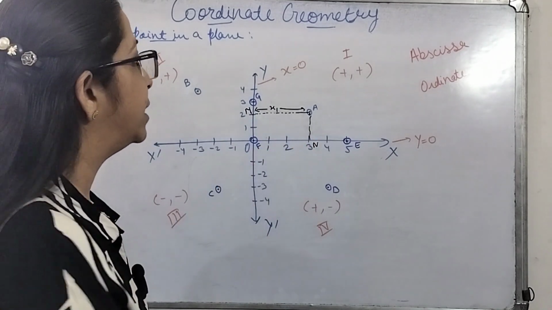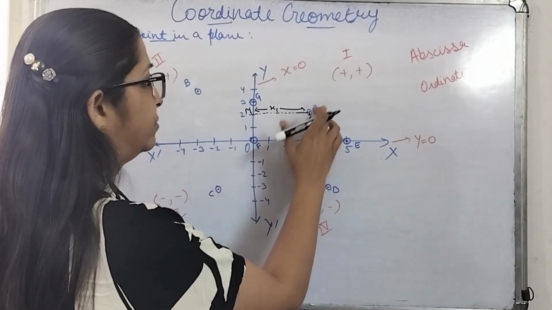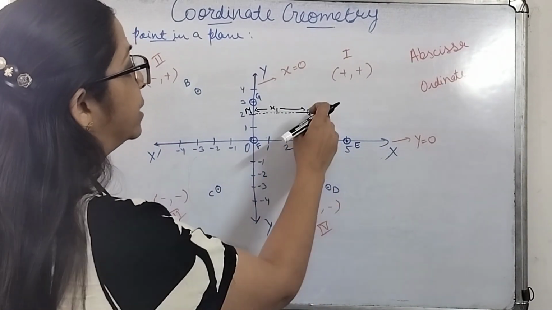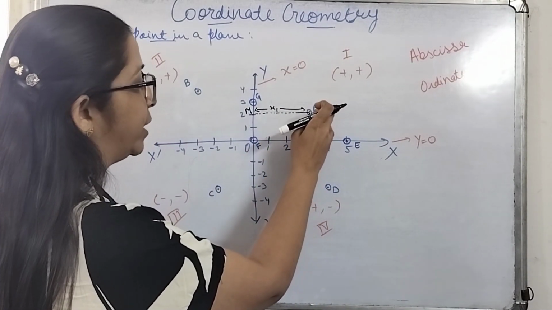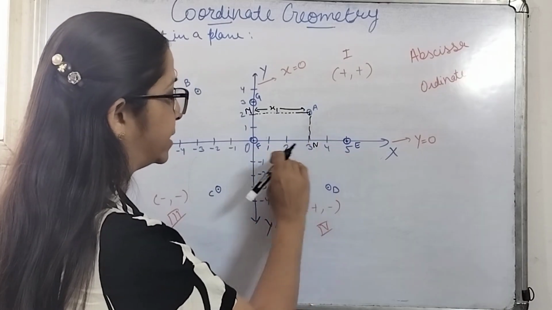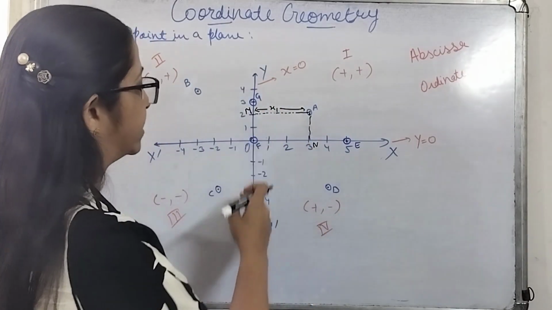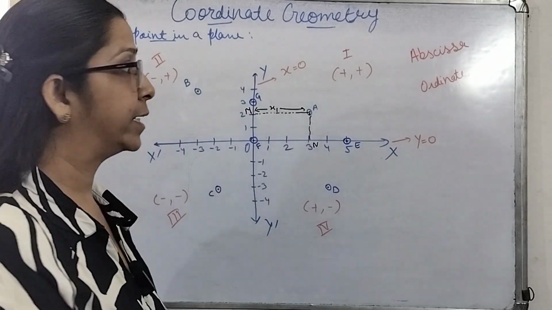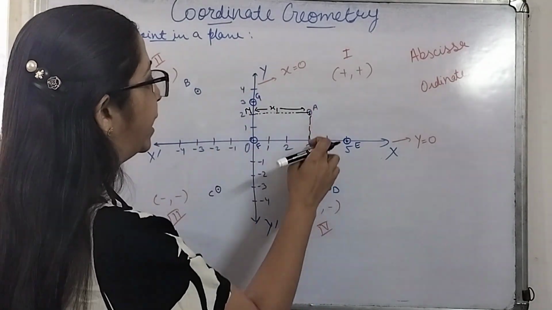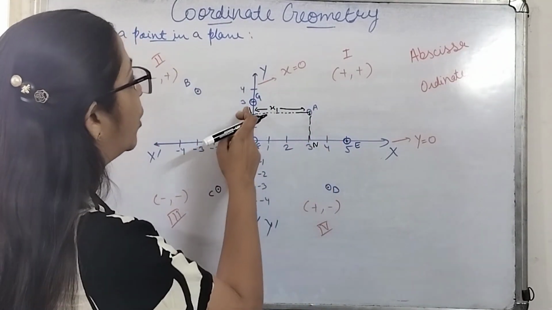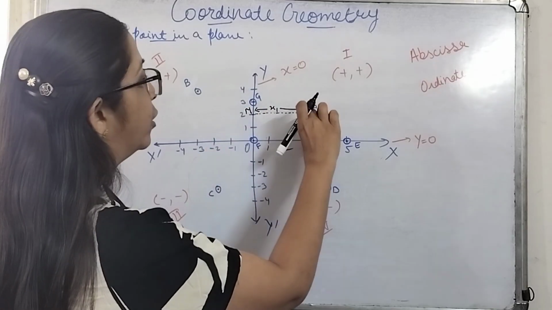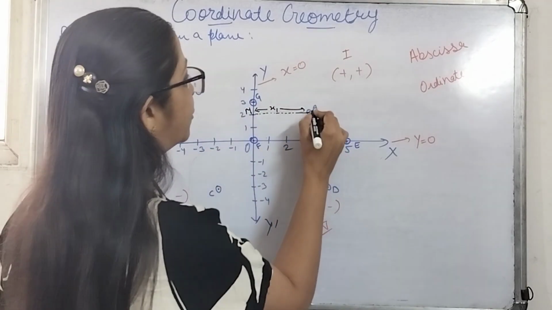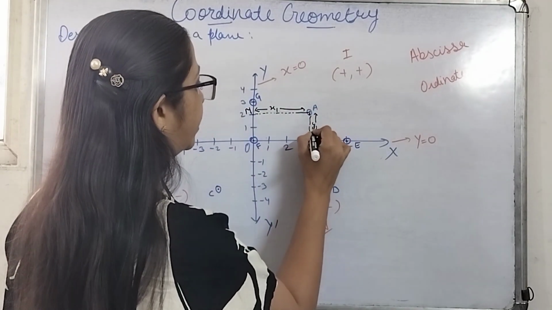Similarly, for this point A, the y coordinate will be the perpendicular distance of point A from the x-axis, taken along the y-axis. That means AN will be the y coordinate. AN is equal to OM, that means it will be 2 units. So suppose this is your y coordinate, y1.